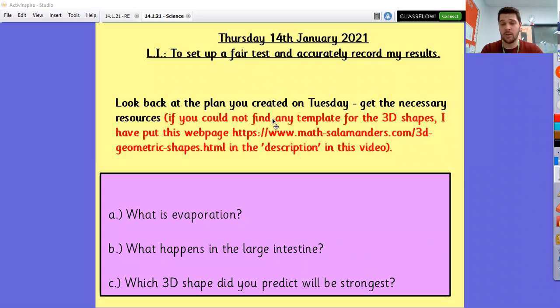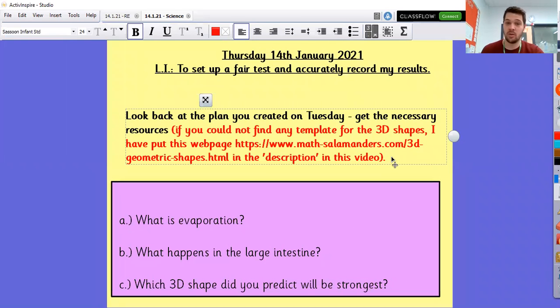You may need to get your scales, you may need to get the templates for your three-dimensional shapes, or if you don't have a printer, find things around your house that are the same shape. The only issue with that is that they'll probably all be different weights, whereas the 3D shape template, because you print it all on paper or card, would be the same. So that would keep it as a fair test.